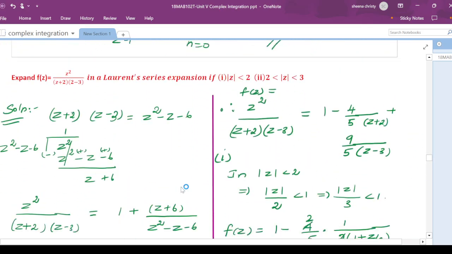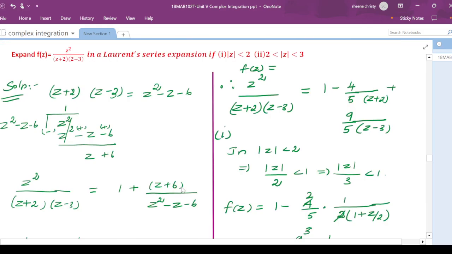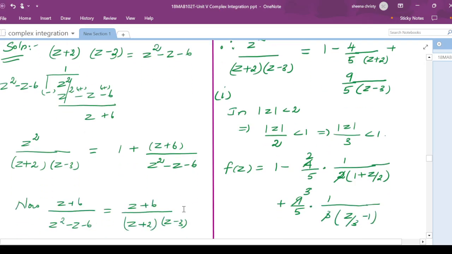So this problem gives you the method when the polynomial degree of the numerator is equal to or greater than the polynomial degree of the denominator. First, you have to bring it to the form where the numerator polynomial degree is less than the denominator polynomial degree, and then only you have to start doing the problem.